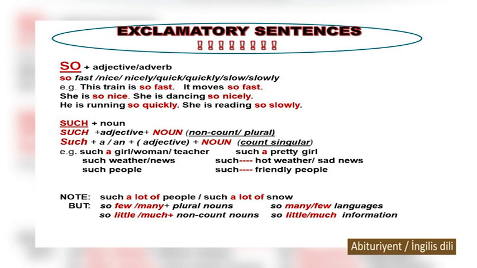Then what about so? After so we don't use a lot, we use so few, so many, plus a plural noun. For example, so many people, so few languages, or so little or so much, which means that after it we use an uncountable noun. So little news, so much news, etc.